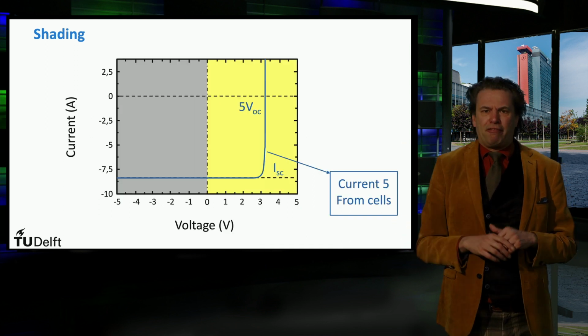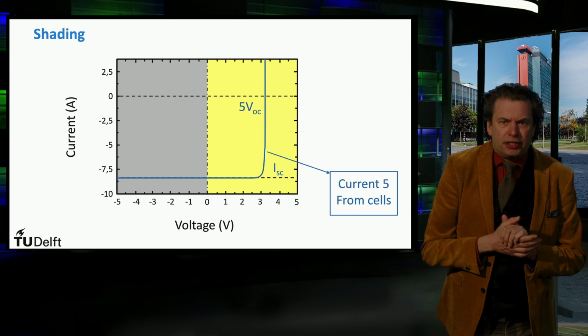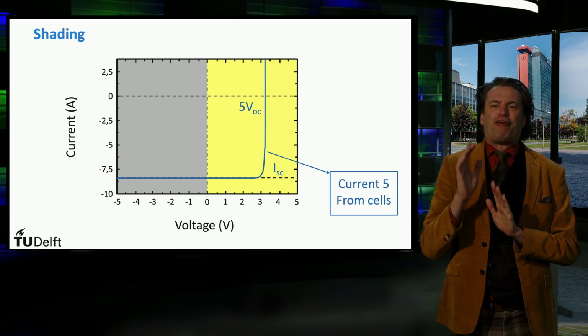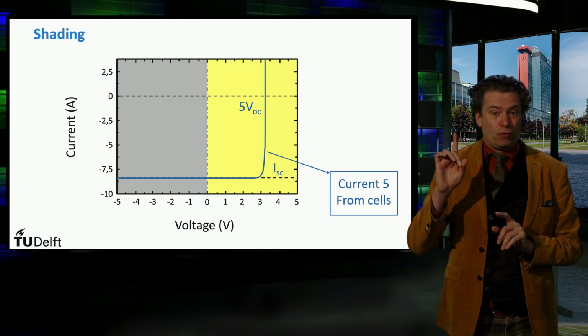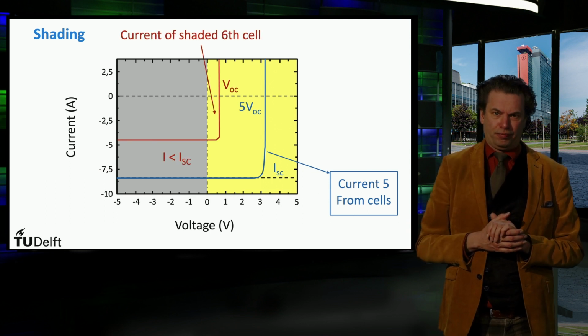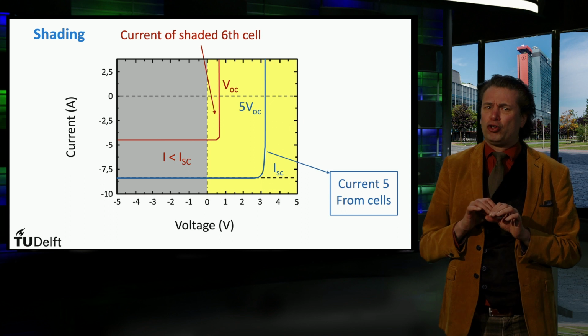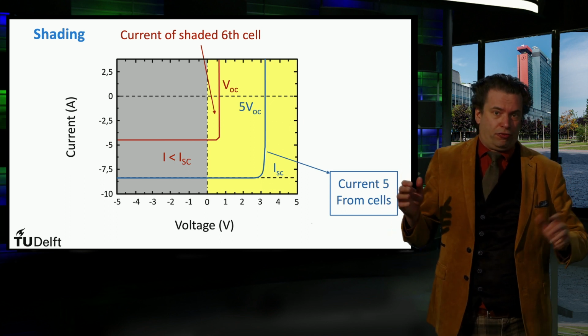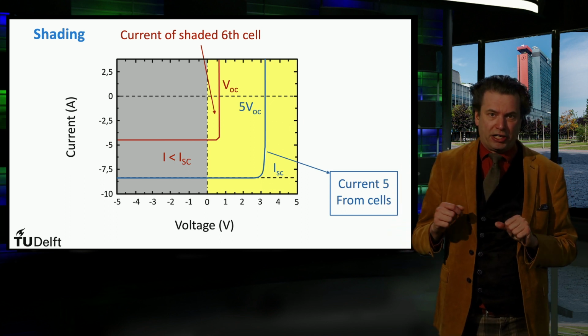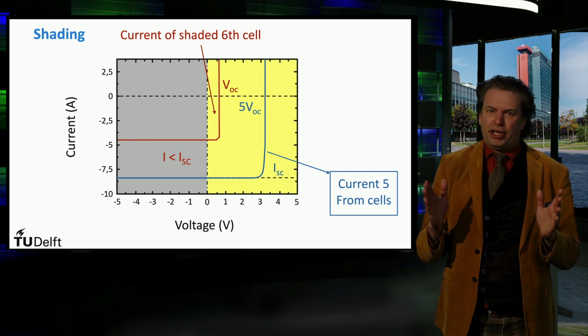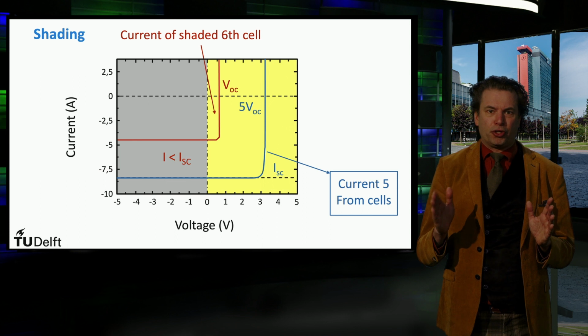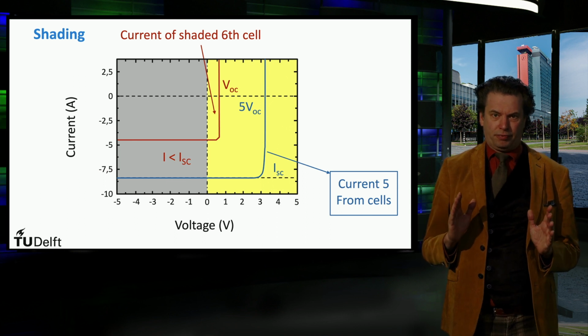In this IV curve, we show the theoretical IV curve of 5 non-shaded solar cells and 1 shaded solar cell. If we have a constant load, like a resistance R in the previous picture, it means that the voltage over the module is dropping due to the lower current generated.